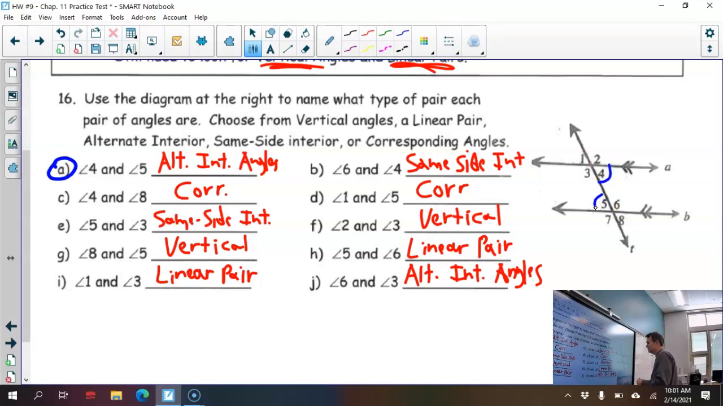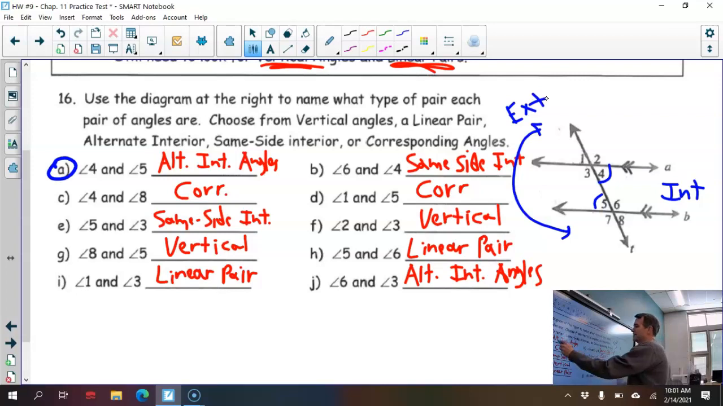All right, remember, this will always be the case. These are your interior angles. And out here are your exterior angles. So angle 4 and angle 5 are both interior, and they're on opposite sides of the transversal, which makes them, we call that alternate. They are alternate interior angles.